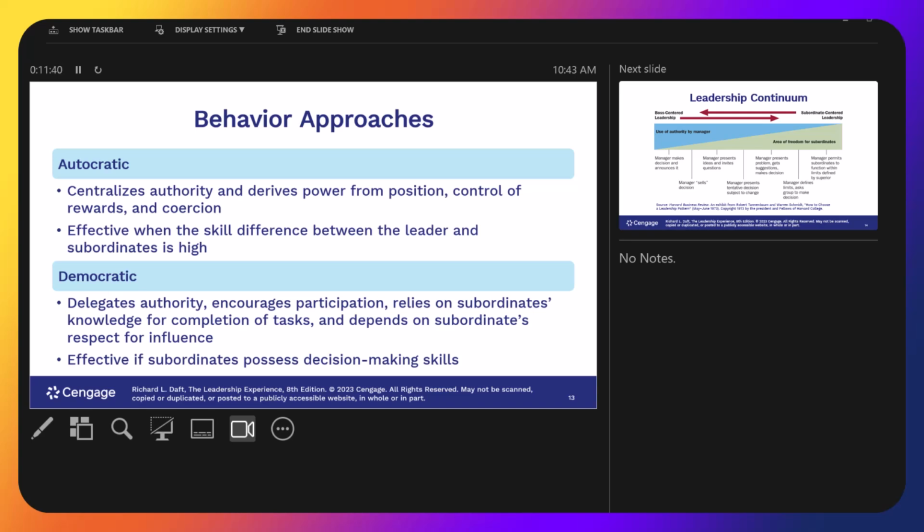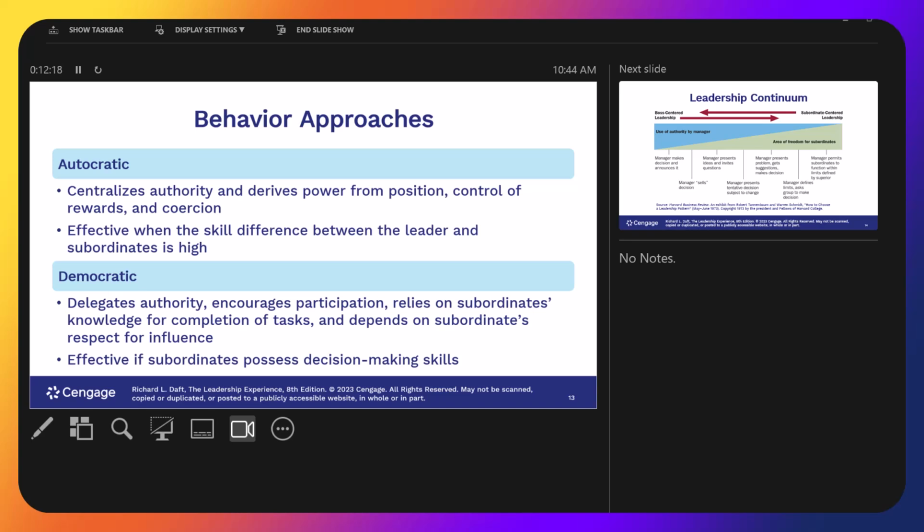understand the differences. And here's one that I'm going to throw out there first. It's the autocratic. Centralized authority derives power from position, control, rewards, or coercion. Effective when the skill difference between the leader and the subordinate is high. So you see, when you have an autocrat, usually it's not good, but it can be effective when you have a leader that knows a lot about something, is very experienced in something, and the subordinates are very low in it. So basically, you can tell people what to do because they don't know how to do it, and you do.